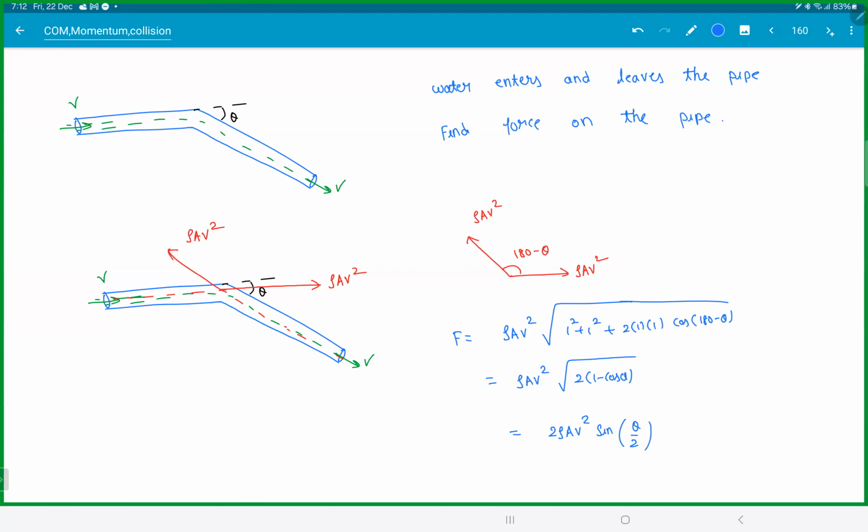A square plus B square plus 2AB cos theta. Here the magnitudes of A and B are the same. 1 minus cos theta is 2 sin square theta by 2. Trigonometry. Check it out. Clear? Next one. So that is how you can find the force on a pipe.